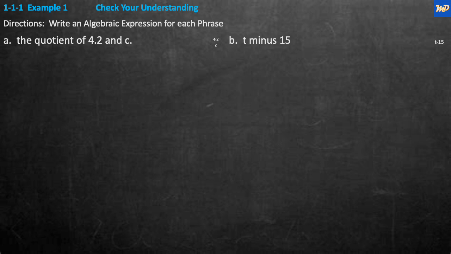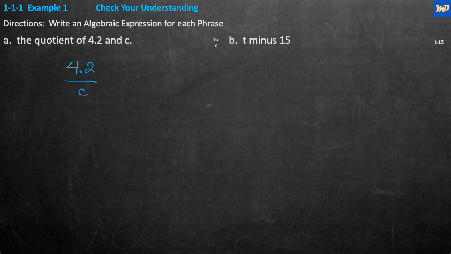Okay, I'm assuming you've stopped and worked them out and you've come back. So let's take a look at the first question, A. It says the quotient of 4.2 and c. Remember we said you take the first number, and the quotient means divide, and divide it by the second number. So in our case here, the quotient of 4.2 and c would be 4.2 divided by c. Okay, I think that's pretty straightforward.